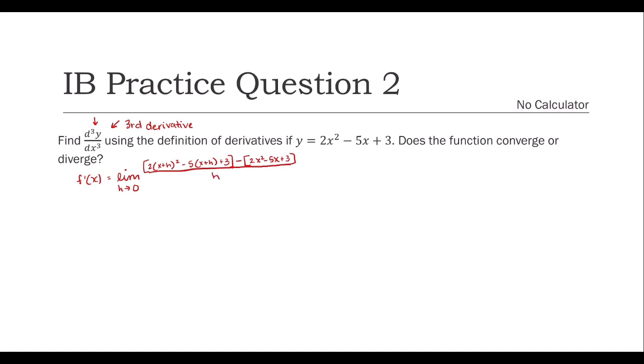all over h. So this equals the limit as h approaches 0 of 2 times x squared plus 2xh plus h squared minus 5x minus 5h plus 3 minus 2x squared plus 5x minus 3 all over h.